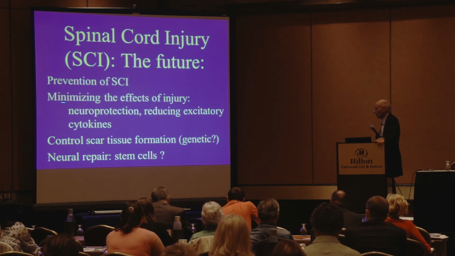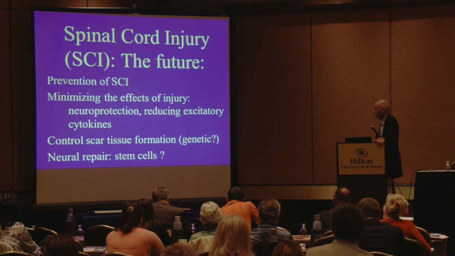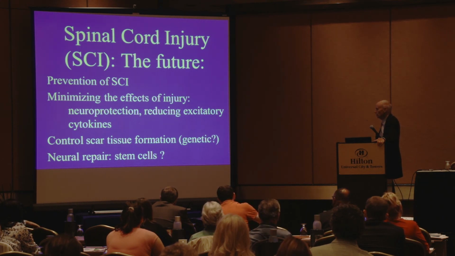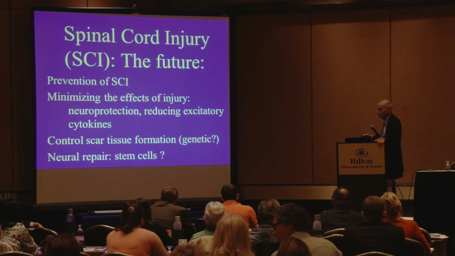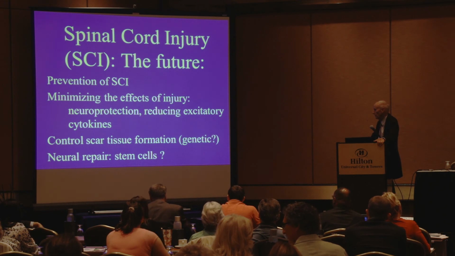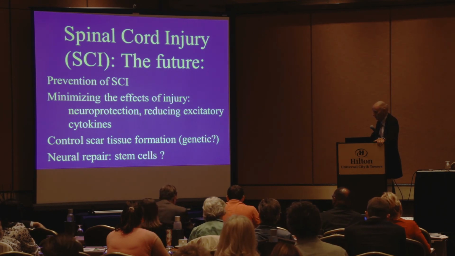There's a lot of effort today at minimizing the effects of spinal cord injury with various chemical interventions, some of them in the field by the ambulance drivers. There's a possibility that we may be able to control scar tissue formation, and certainly there's a genetic element to the tendency to develop scar tissue. And neural repair, stem cells, remains a question.